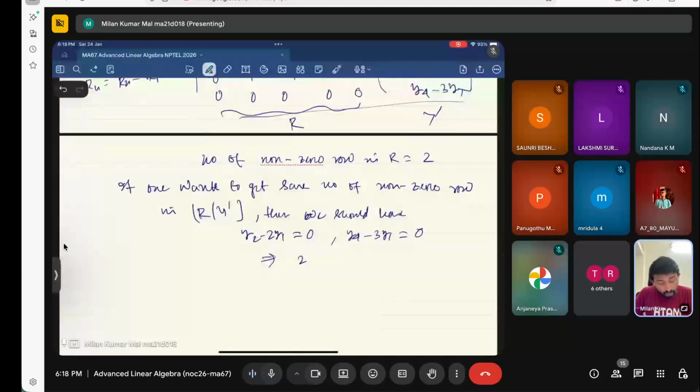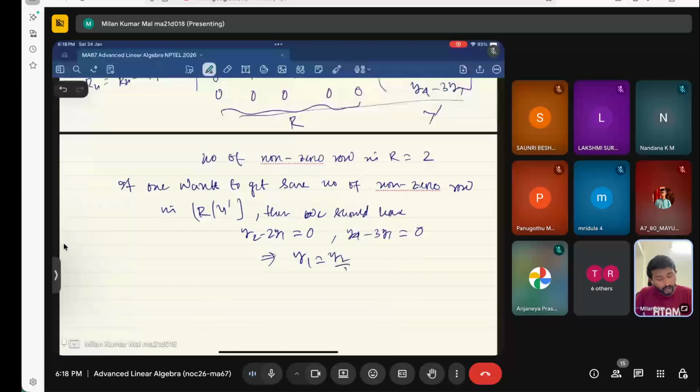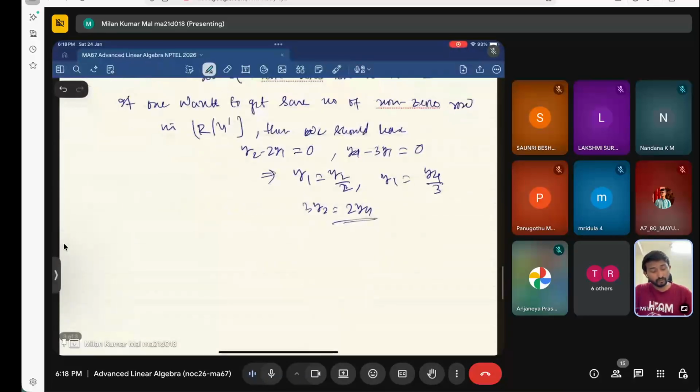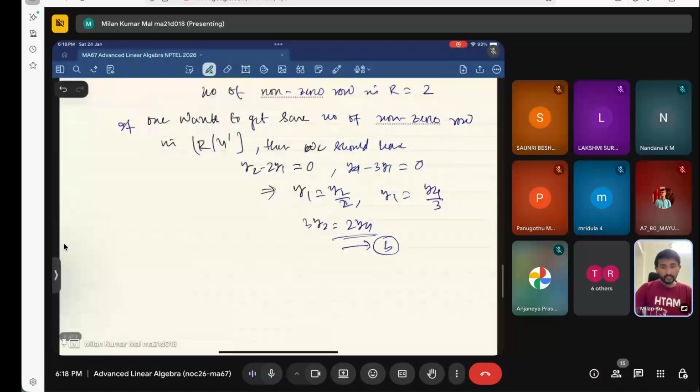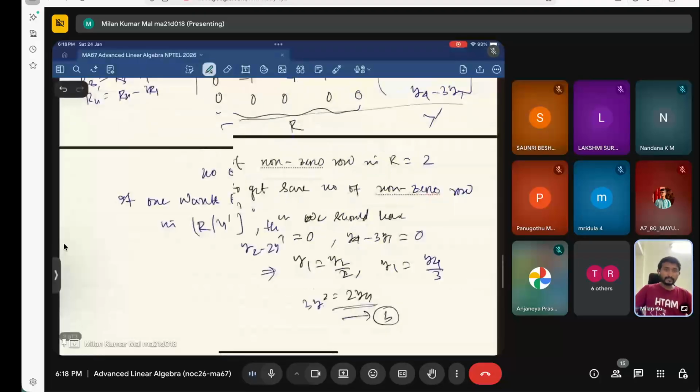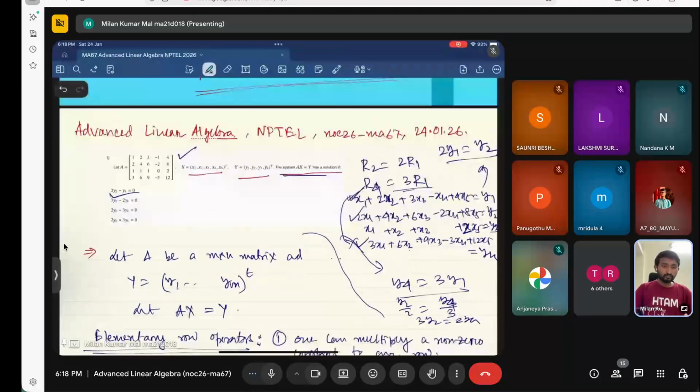So basically we get y1 is equal to y2 by 2, and y1 is equal to y4 by 3, and combined you will get 3y2 is equal to 2y4. Same problem, so the answer is B. That's the correct answer. You can do it both ways, using the full general process or just by observing the matrix. But if you are not able to solve by just observing the matrix, then it's better to go through the step by step process.